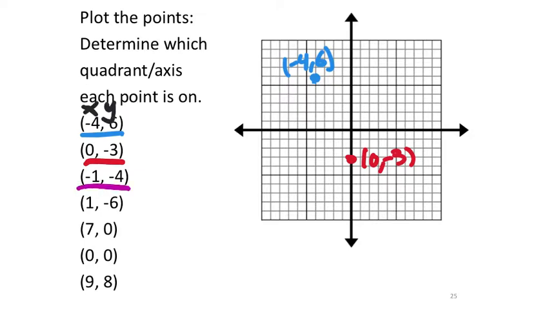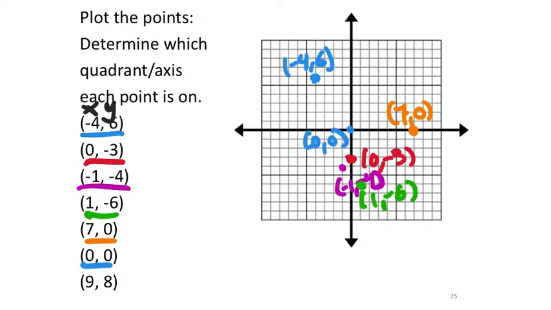So -1, -4. Again, that's left 1 and then down 4. That's this point. -1, -4. And then 1, -6. Sorry, it's getting really cluttered there. Not on purpose, though. And then 7, 0, that's an x value of 7 and a y value of 0. That's going to be right on the x-axis, which, when it asks, I guess I spilled the beans on the one that's on the x-axis. My bad. The next one, 0, 0, that's right at the origin. The origin is always at 0, 0.